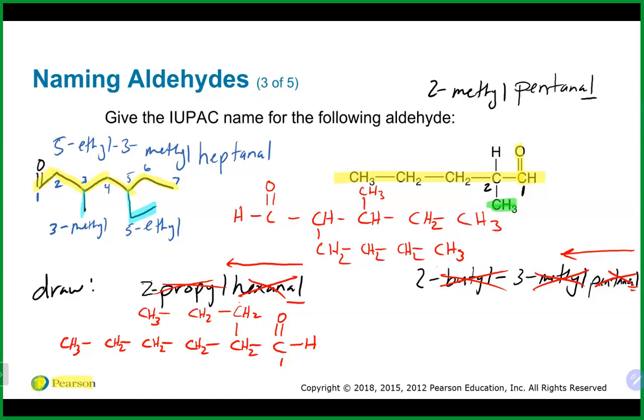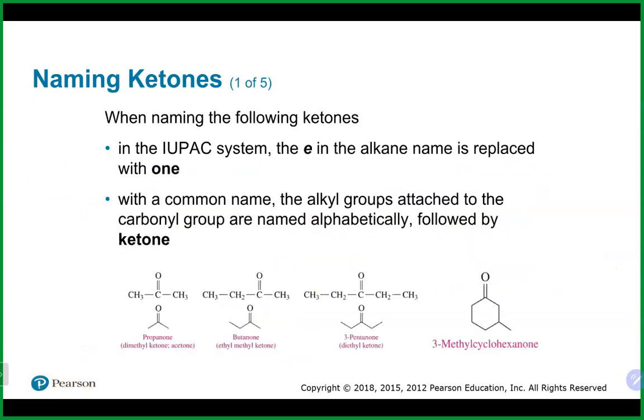So aldehyde is not too bad. Again, pretty much always carbon number 1, wherever that functional group is, and all our groups are named accordingly. So let's talk then about how to go about naming ketones. They are a little bit different in terms of how we name them. So let's talk about that. When we name ketones, we basically drop the E and put ONE at the end of it.